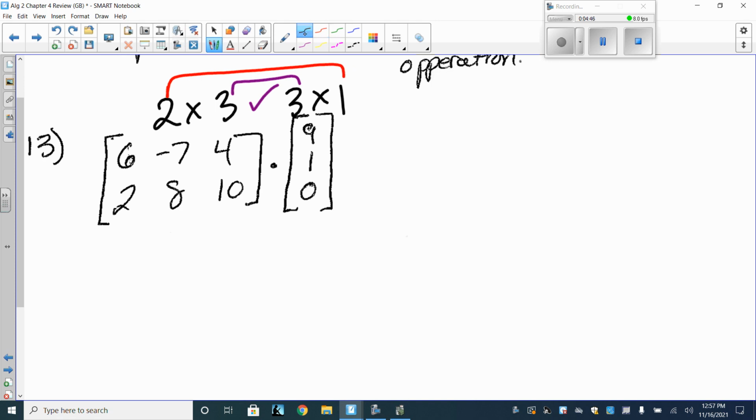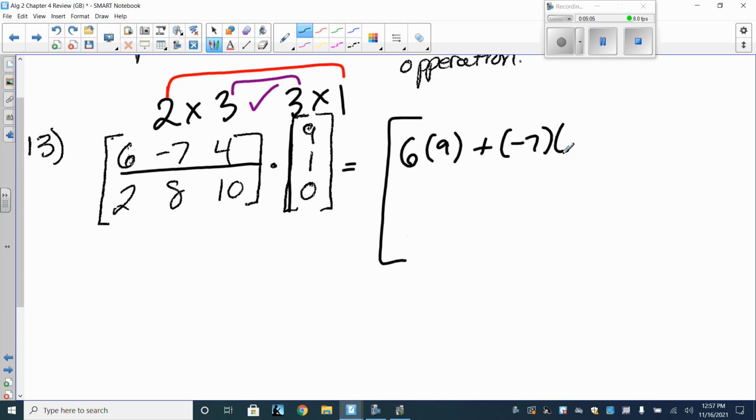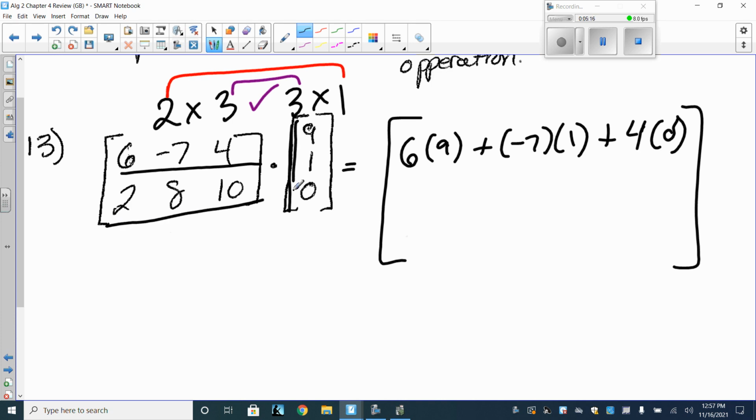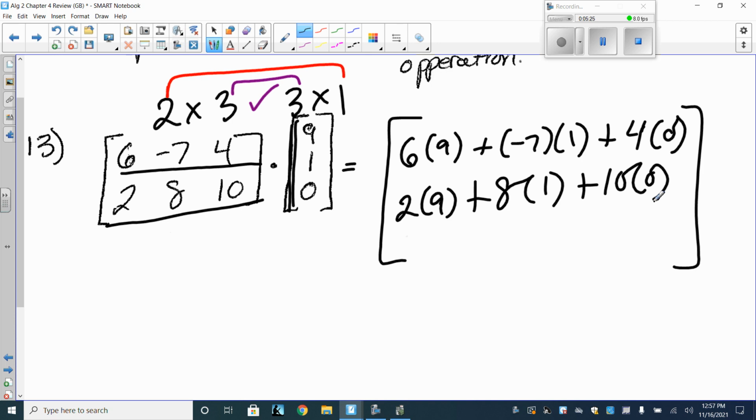Now, there's 2 ways we can go about multiplying 2 matrices. We can do it by hand, which is going to be our over and down method. And what's the other method? Calculator. Either way works. So if we do it by hand, we're going to go over and down, which would be 6 times 9 plus -7 times 1 plus 4 times 0. And we'll move on to the second row, and we'll go over and down, which would be 2 times 9 plus 8 times 1 plus 10 times 0.